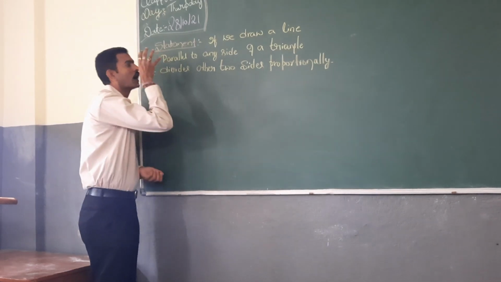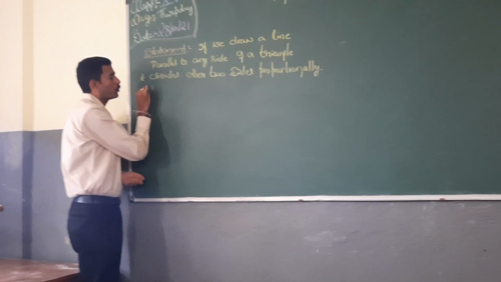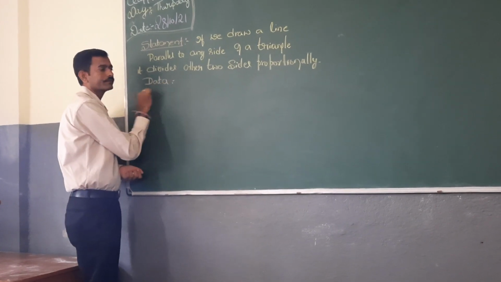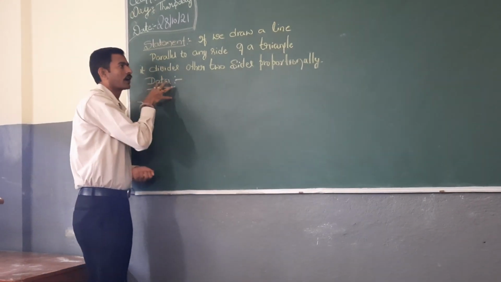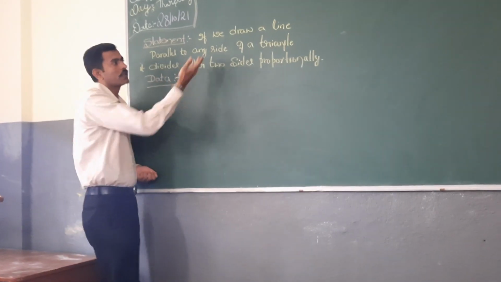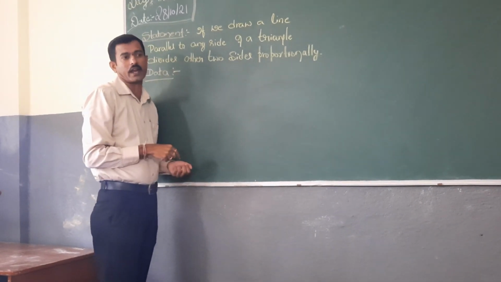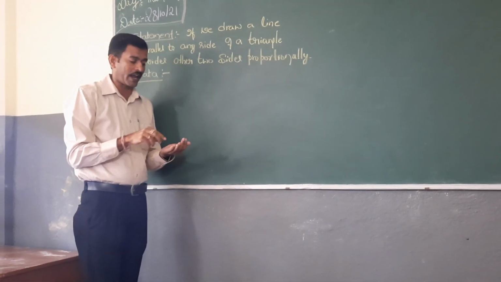By understanding the statement, anyone can write what they have given. That is called data. What is data? Data means what they have given. You read it and convert it into a figure. We draw a line parallel to any side of a triangle.